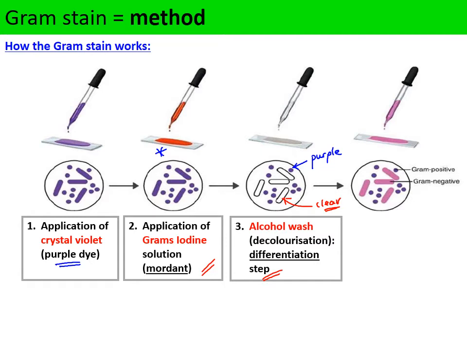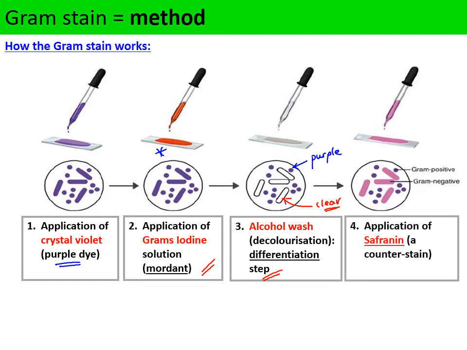Now we can't just leave the Gram stain at this point, because if we looked at the bacteria under the 100 times objective lens, we actually wouldn't see the gram-negative bacteria because they're transparent or clear. So what we now need to do is add another dye called a counterstain, and this is a pink dye called safranin. Now safranin also binds to the peptidoglycan layer. So because the thin layer of peptidoglycan has now been exposed on the gram-negative bacteria, the red counterstain safranin will bind to the thin layer of peptidoglycan on gram-negative bacteria, and it will cause them to stain the pink colour.